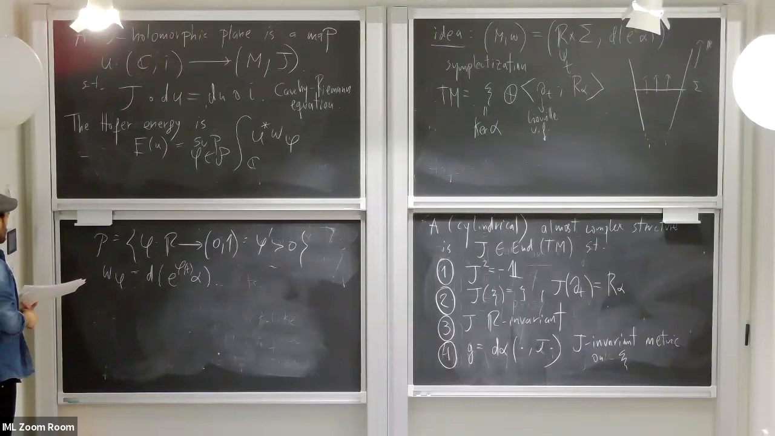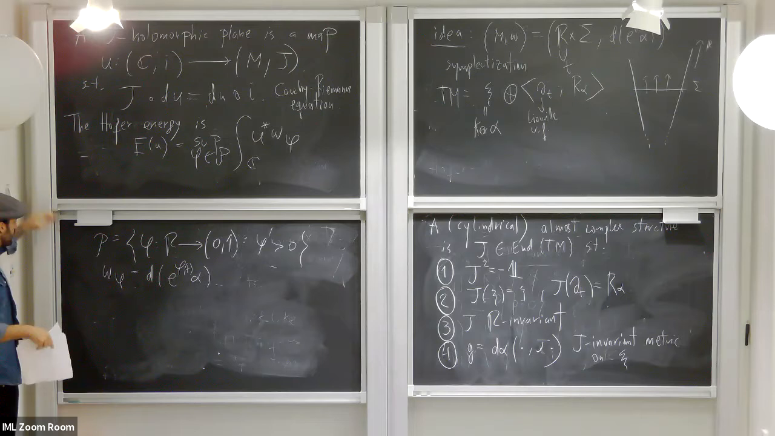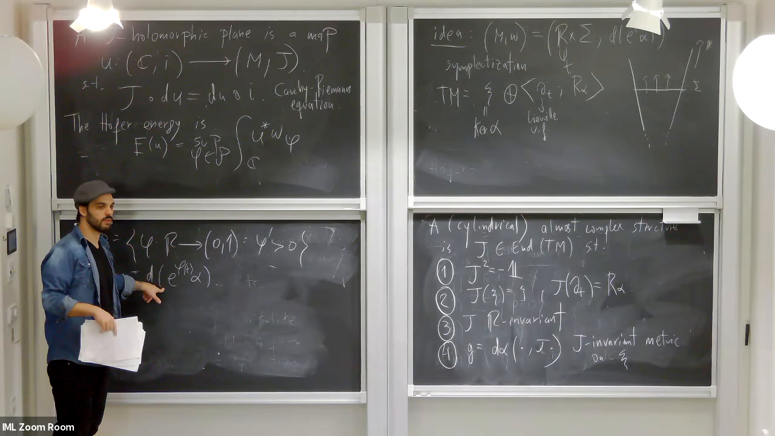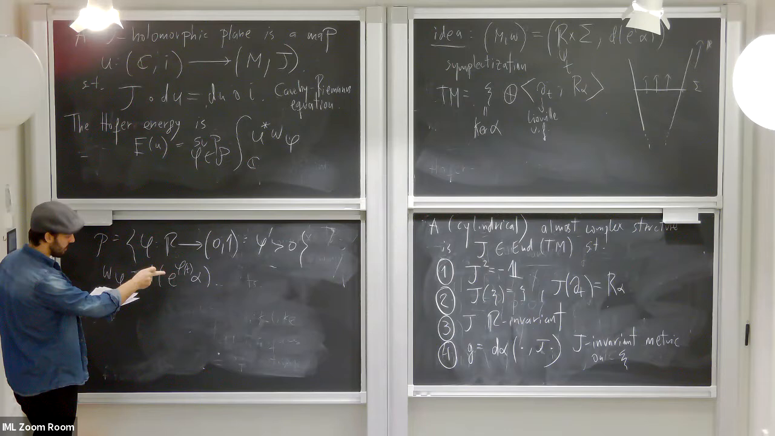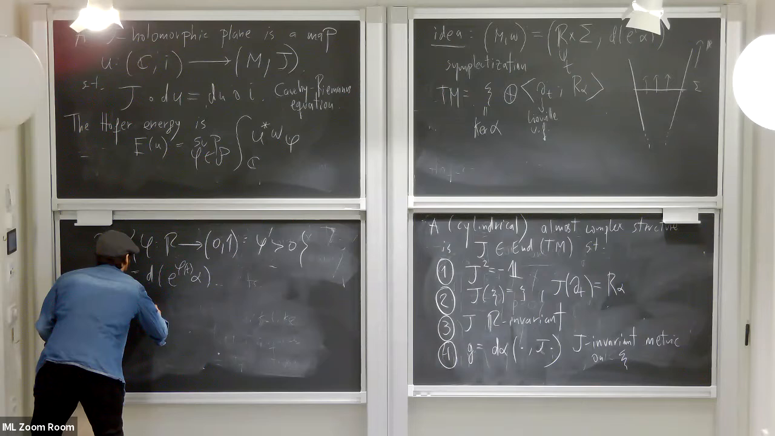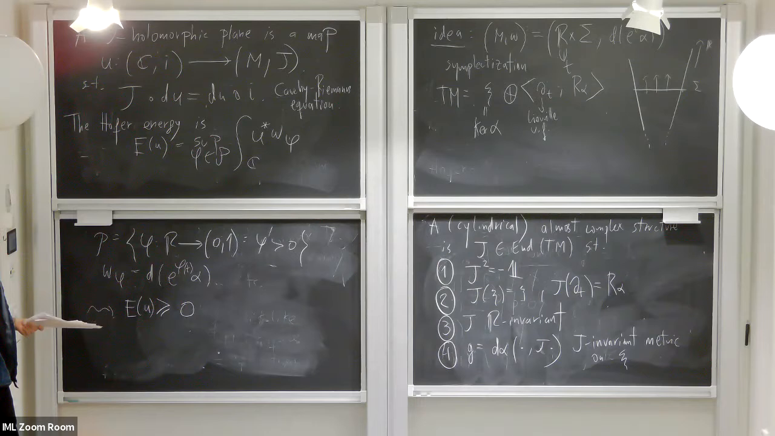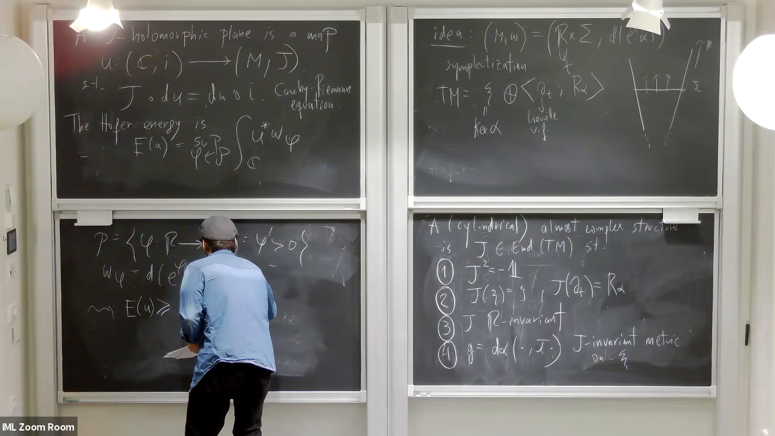So the point here is that the symplectic form becomes, in some sense, infinite at infinity, so e to the t goes up to infinity. All I'm doing is rescaling such that the integral is finite when I integrate over certain holomorphic curves. The point of this definition is that, because of the choice of J, in particular condition 4, one can easily check that the Hofer energy of a holomorphic plane is non-negative, and in fact it vanishes if and only if u is constant.